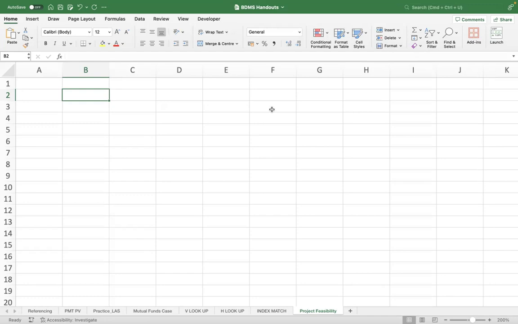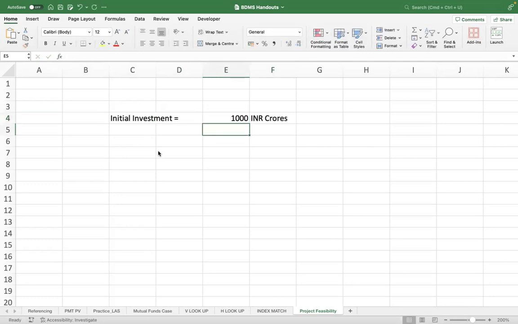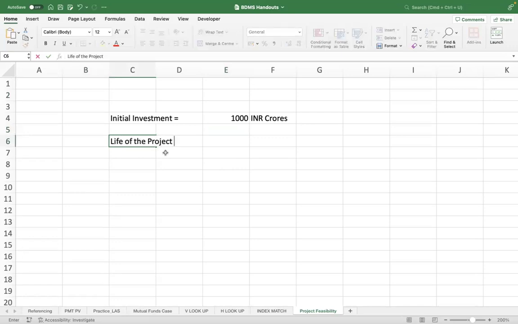So around project feasibility, if you heard the context, let's say I have a project wherein I'm making an initial investment of maybe 1,000 crores. Yeah, I'm making an initial investment of 1,000 crores. And the life of the project is 7 years.